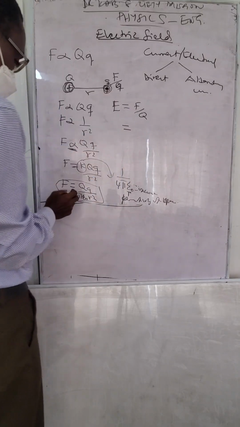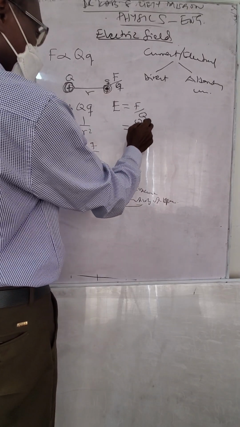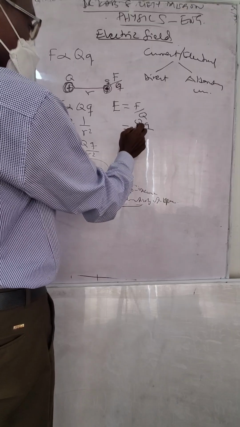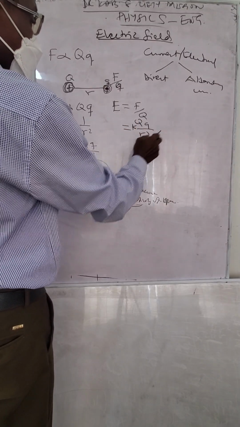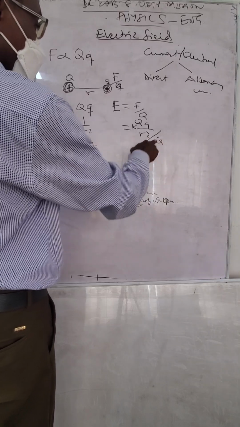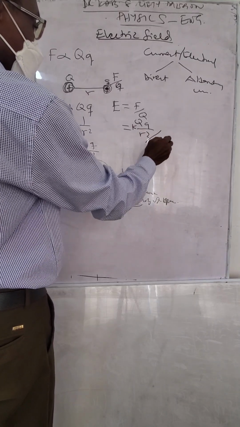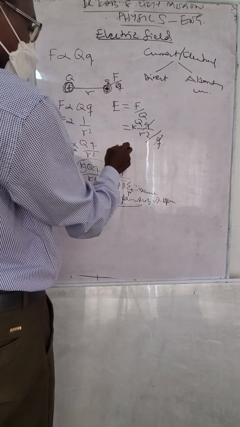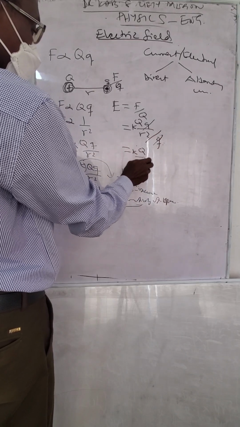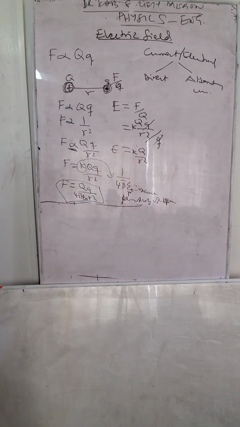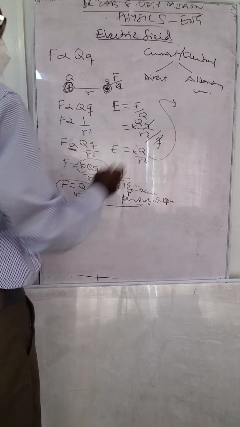So the force is given by Q over 4 pi epsilon naught R squared here, and I'm dividing this by Q. So this Q will cancel that, and I'm going to get what? Q over 4 pi epsilon naught R squared as my E. So that will be my E. Right, so from here, you can go on.